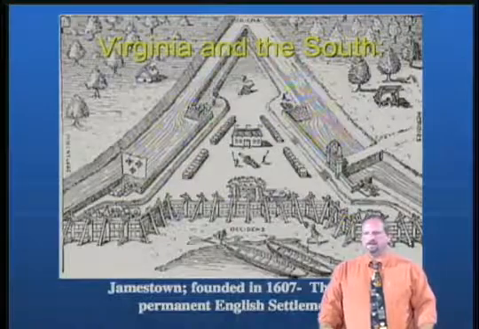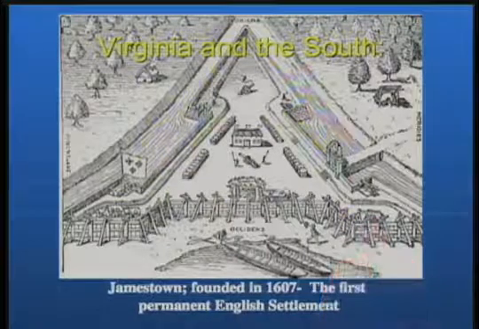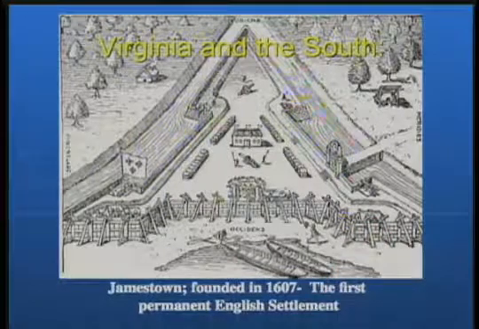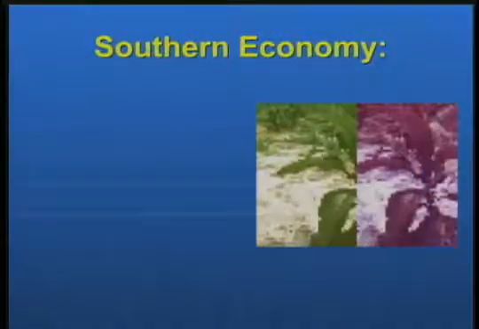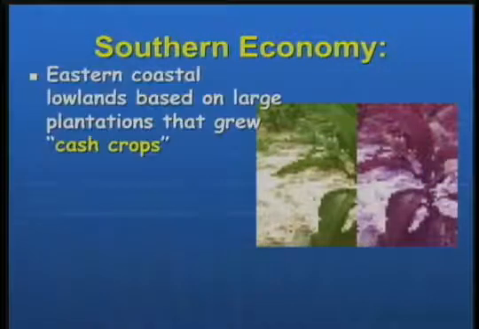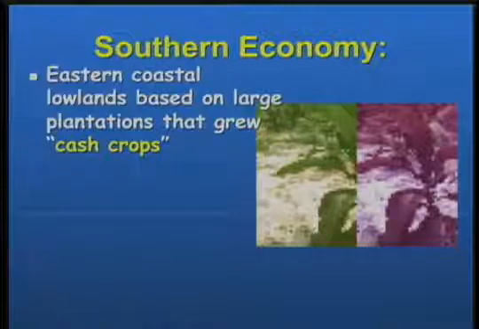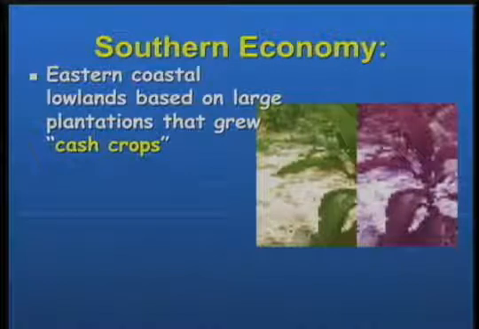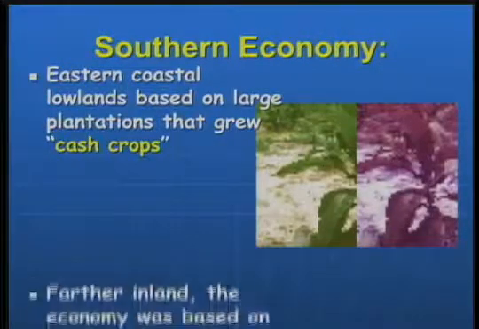When it came to Virginia and the South, remember Jamestown, founded in 1607 as the first permanent English settlement. The Southern economy in the eastern coastal lowlands was based on large plantations that grew cash crops. Now, a cash crop is a crop that's grown not for immediate consumption, but grown to trade for cash. Tobacco was the largest of these cash crops, but also indigo and even rice.